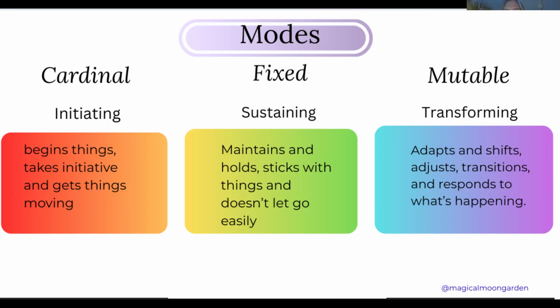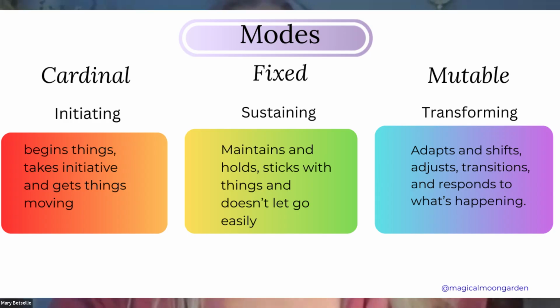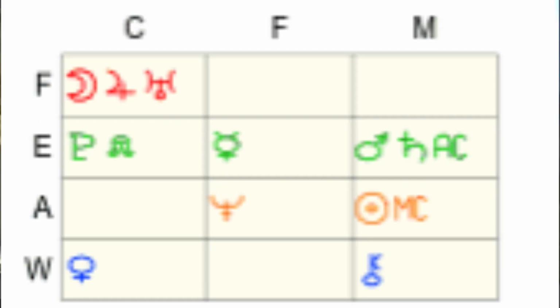You're going to learn your modes, you're going to learn your elements and understand what they mean. And then you're going to pull up your chart. You're going to count all of the elements and all of the modes. And that's the first thing that I look at when I'm reading a chart. And that is going to tell you something about the chart.